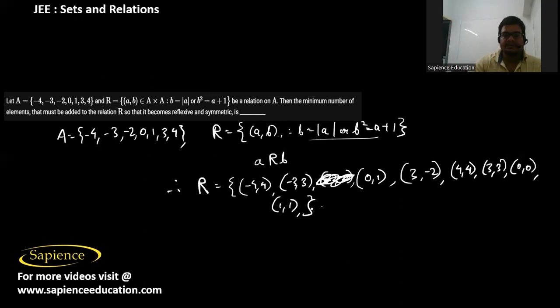Here, as we can see that it is not reflexive, since (1, 1) is there, (0, 0) is there, (3, 3) is there, (4, 4) is there, but (-2, -2) is not there. So this we have to add, and (-3, -3) also we have to add, and (-4, -4) also we have to add.